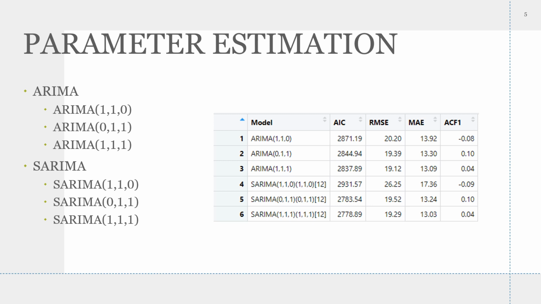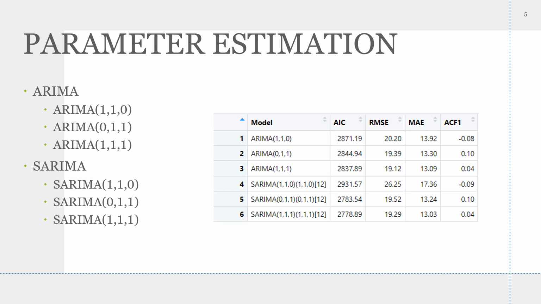Looking at our ARIMA models, starting with ARIMA 110, we got an AIC value of 2,871. However, significant residual autocorrelation indicated that this one may not have captured all dynamics effectively. Our second model, ARIMA 011, had a better AIC at 2,844. However, it still had noticeable residual autocorrelation. Finally, our ARIMA model of 111 was probably our best ARIMA model with the lowest AIC of 2,837. And it also had minimal residual autocorrelation, suggesting out of the three, it had the best fit.